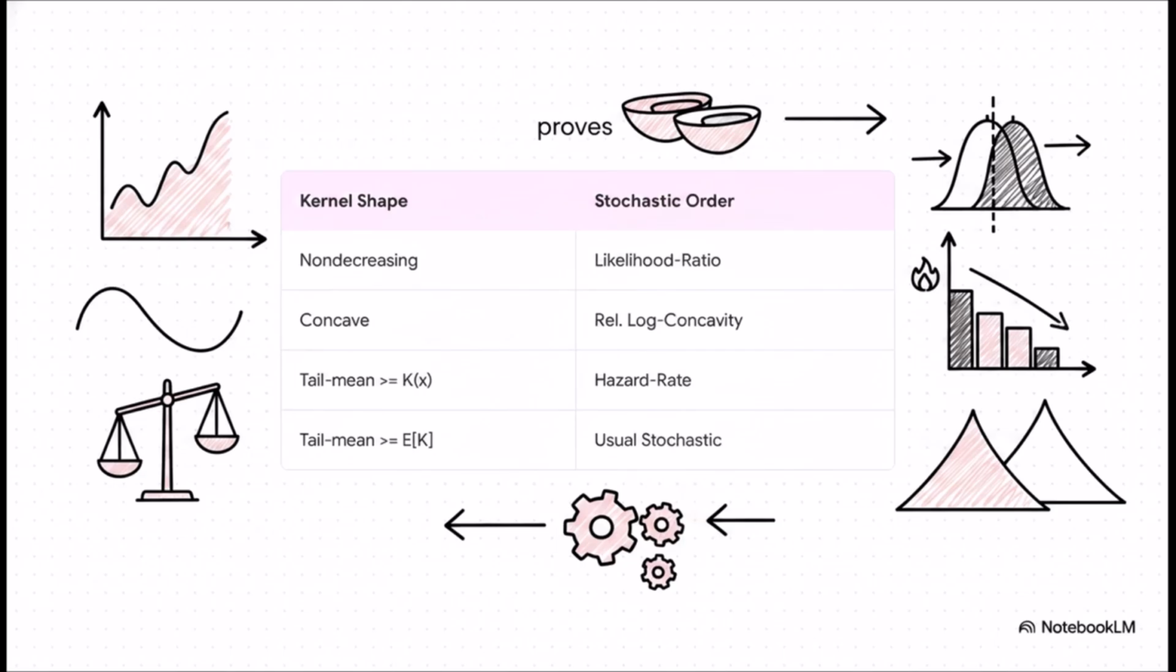Third and fourth rows. What if we look at the tail conditional mean? If it's greater than or equal to the kernel at x, you lock in the hazard rate order. If it's greater than the expected value of the kernel, you've proven the usual stochastic order. Why is this so powerful? Because checking if a line goes up is infinitely easier than dividing two massive polynomial equations.